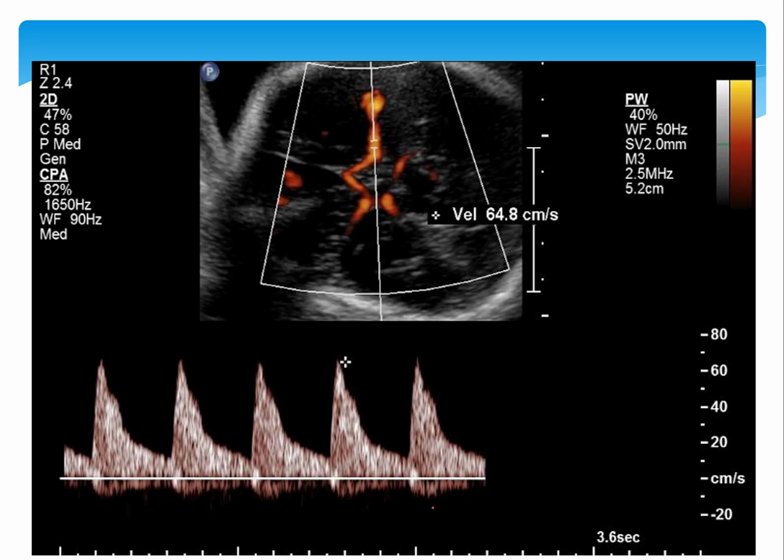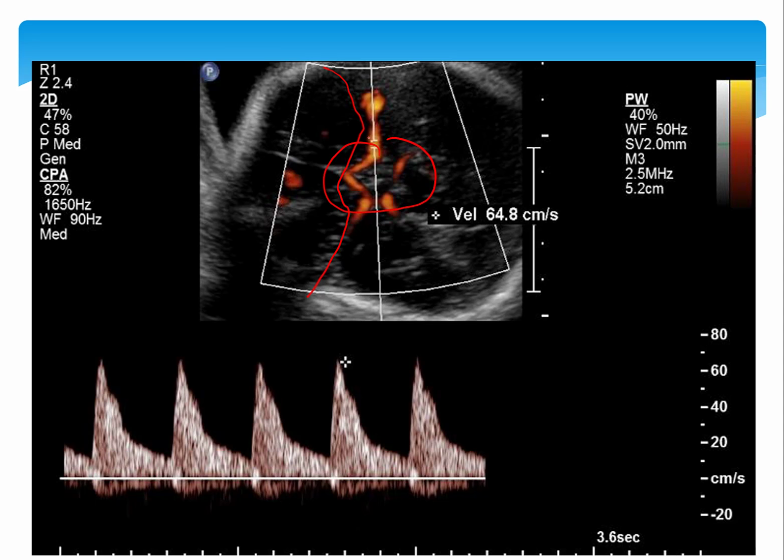This is the middle cerebral artery. This is the circle of Willis, originating from the middle cerebral artery. These are the sphenoid wings. If you can remember your anatomy, there's a bone in the base of the skull called the sphenoid bone. It has wings like a bat's wing. Along that goes your middle cerebral.